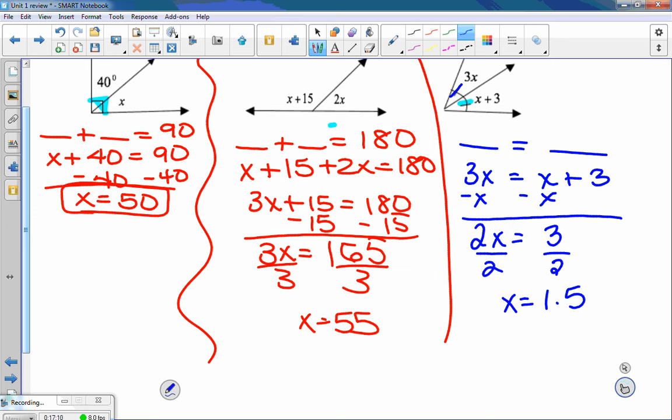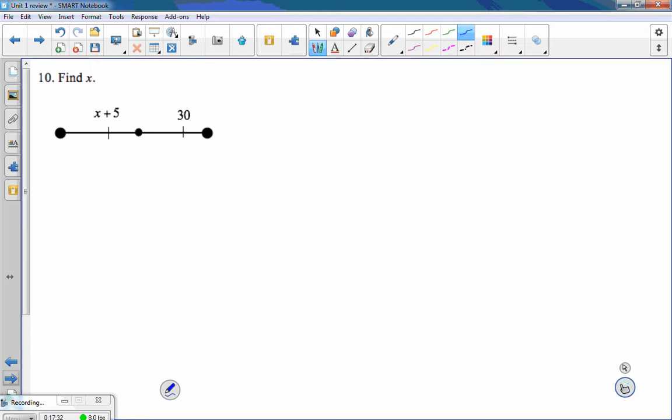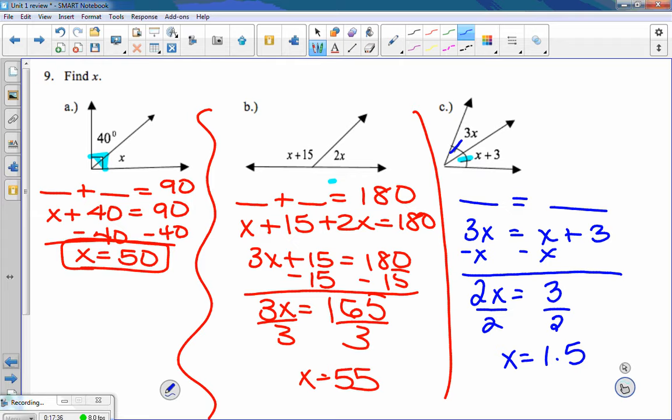Y'all are so used to getting whole numbers in life. Trust me, when that lottery gets up to 1.8, y'all gonna want that 0.8, right? That's a fraction of a million or billion. $1.5. All right.